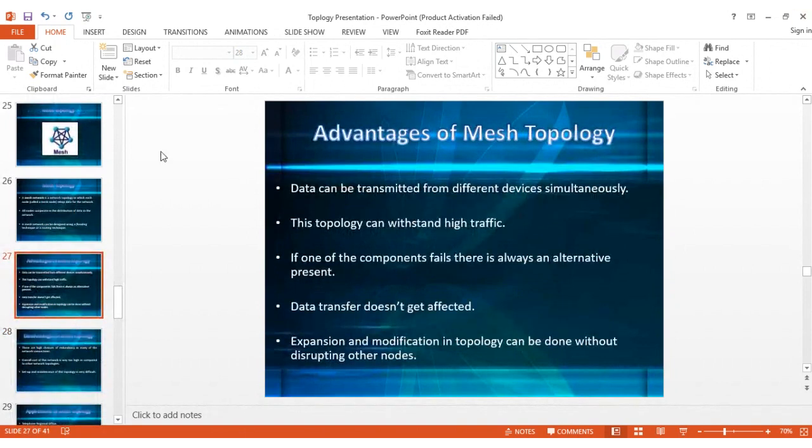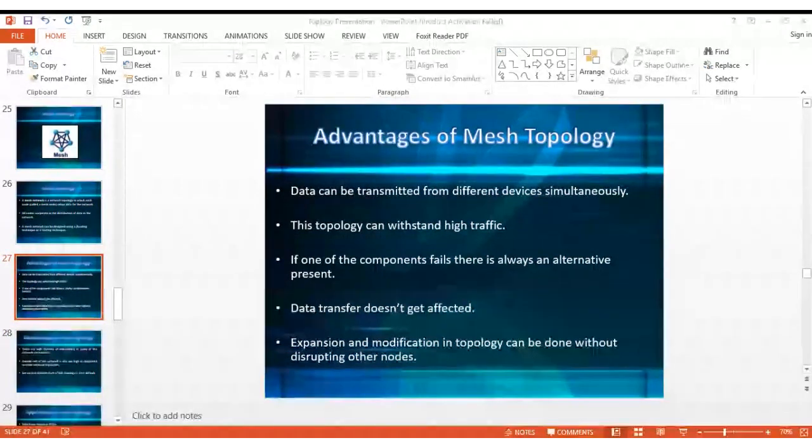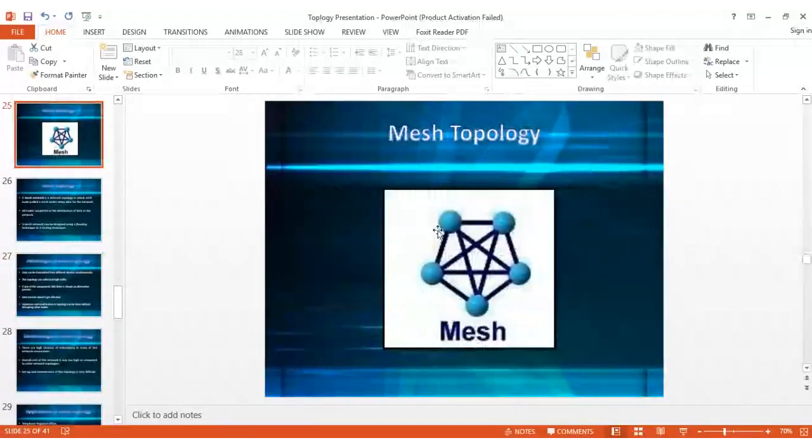So what are the benefits now of having the mesh topology? One of the benefits is that the topology can withstand high traffic. And the reason for that is we have a dedicated link that is used to carry specific traffic. Another benefit, data transfer doesn't get affected. If you look at this diagram here, we have several channels that can be used to carry the data.